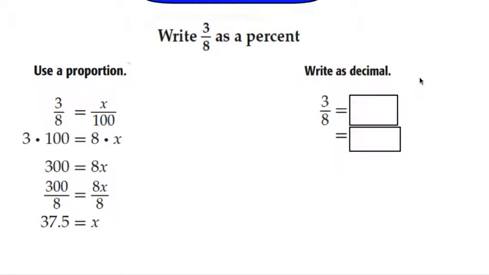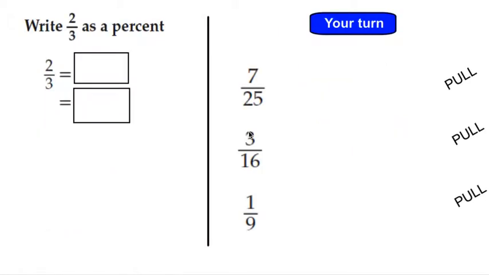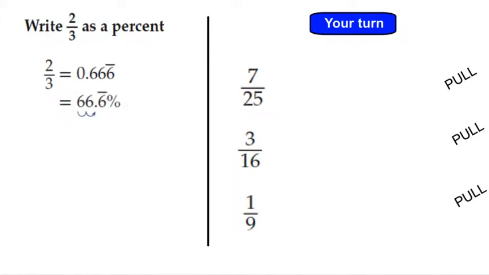To write it as a decimal, we can take 3 divided by 8 on our calculator. Remember, it's 3 and then divide by 8. It's the top divided by the bottom, which is 0.375, but then we need to move the decimal 2 to the right. Multiplying by 100 gives us 37.5%. Alrighty, 2/3 as a percent. Divide 2 by 3, and we get 0.66 repeating, which gives us 66.6%. Here are 3 for you to try.